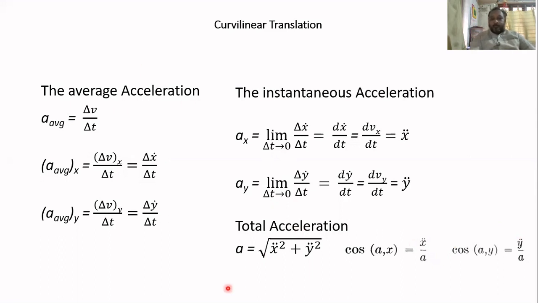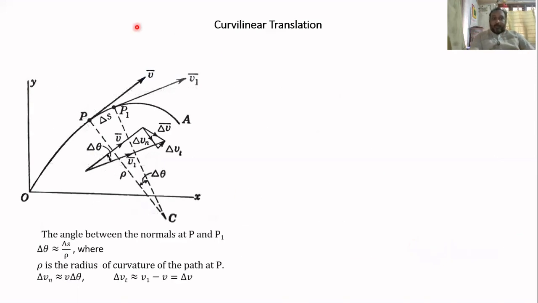We can resolve this acceleration in another form or another direction, as tangent and normal direction of the velocity. That is, we can resolve this acceleration in the direction along the velocity and normal to this velocity.